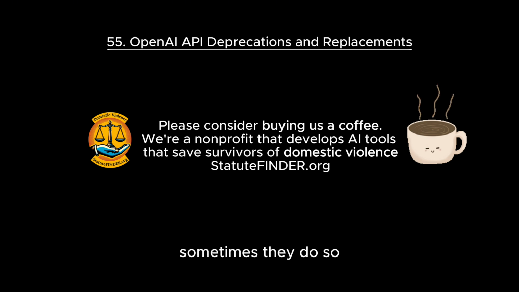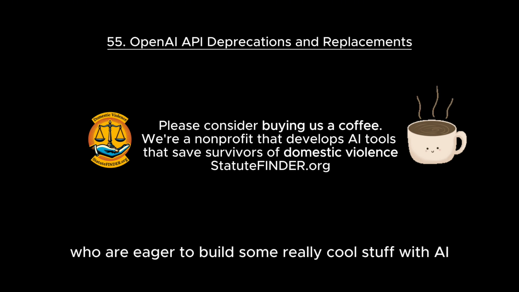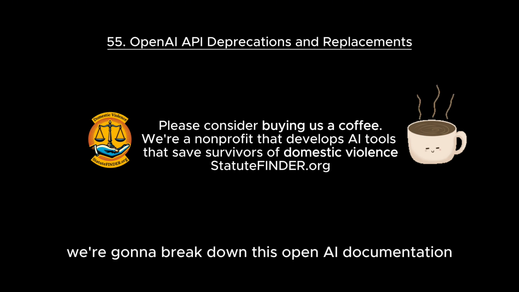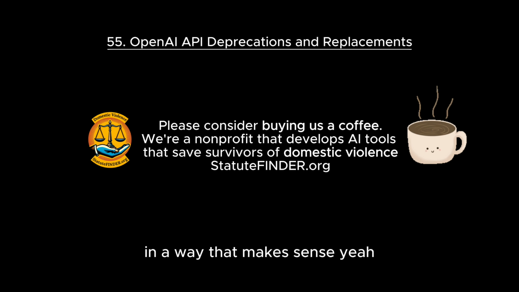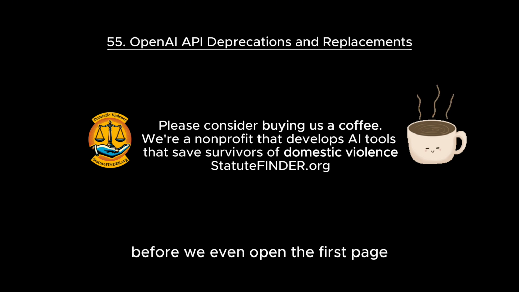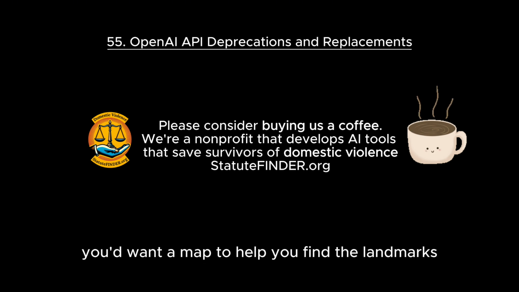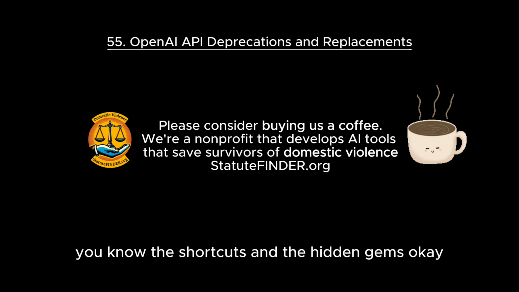So for all of you out there with about 3 months of Python experience who are eager to build some really cool stuff with AI, we're going to break down this OpenAI documentation in a way that makes sense. It's kind of like we're building a mental roadmap before we even open the first page. It's like learning a new city, right? You wouldn't just wander around aimlessly. You'd want a map to help you find the landmarks, the shortcuts and the hidden gems. Okay, I love that analogy.